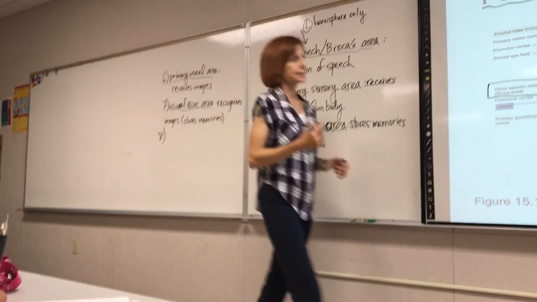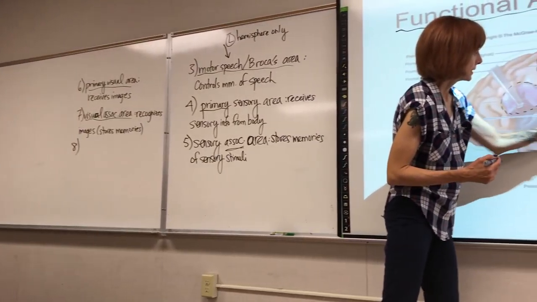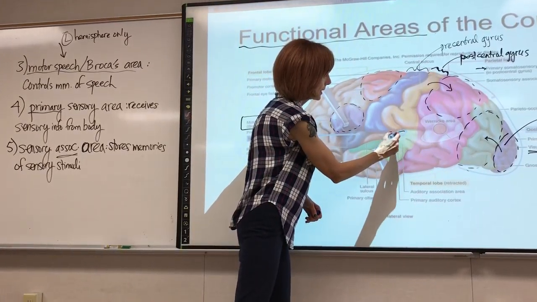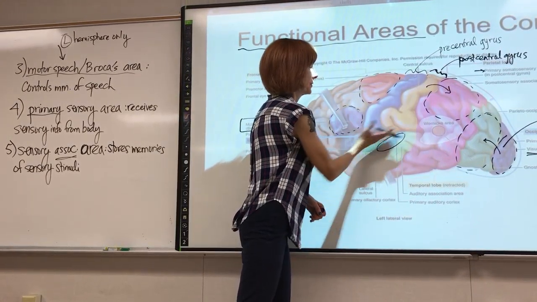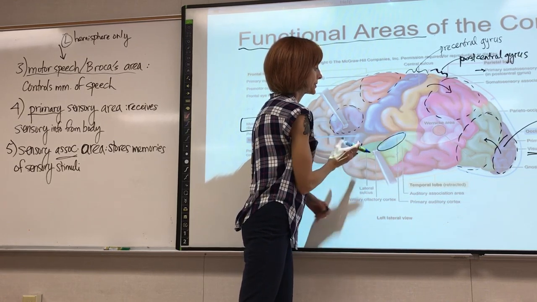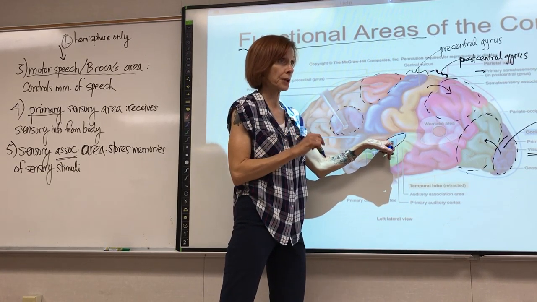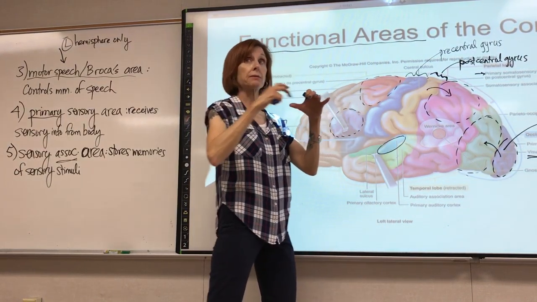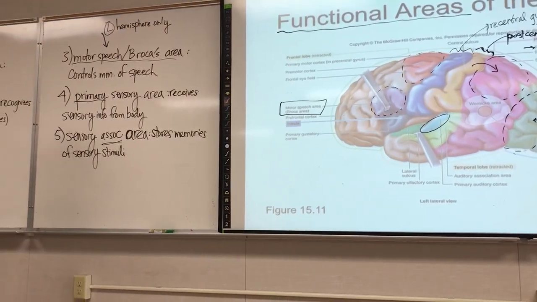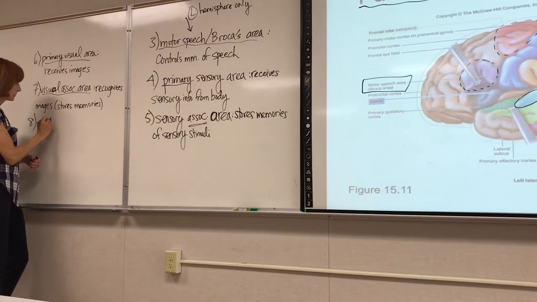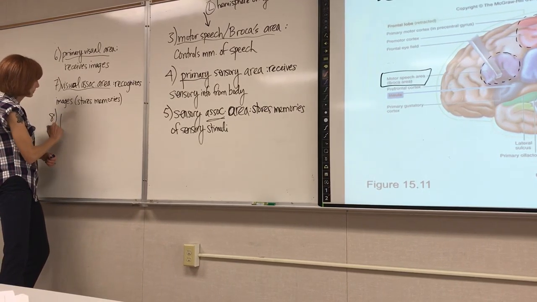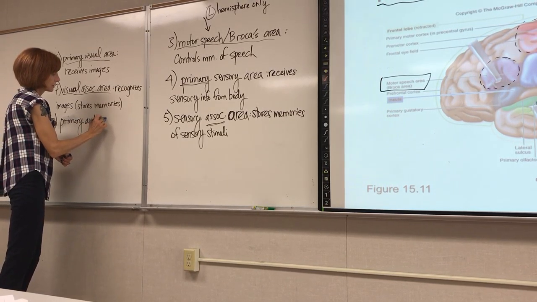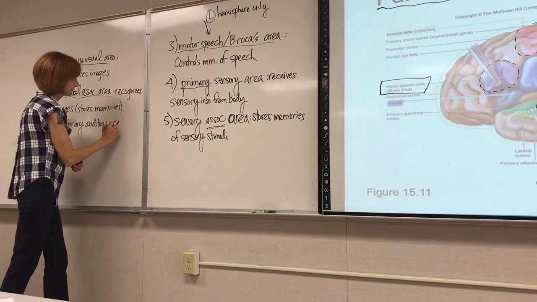Okay, so the last few areas I want to talk about are going to be kind of in here. Let's take a look at the temporal lobe. This area right here borders the lateral sulcus. This is the primary auditory cortex. This is easy to remember because it's right next to the ear. This is the area that receives the auditory input, receives sound. So that's the primary auditory area.